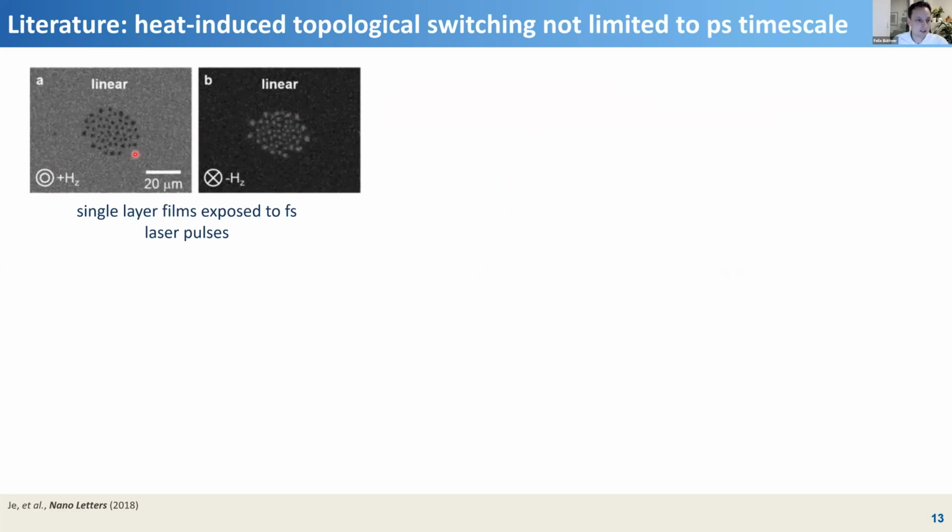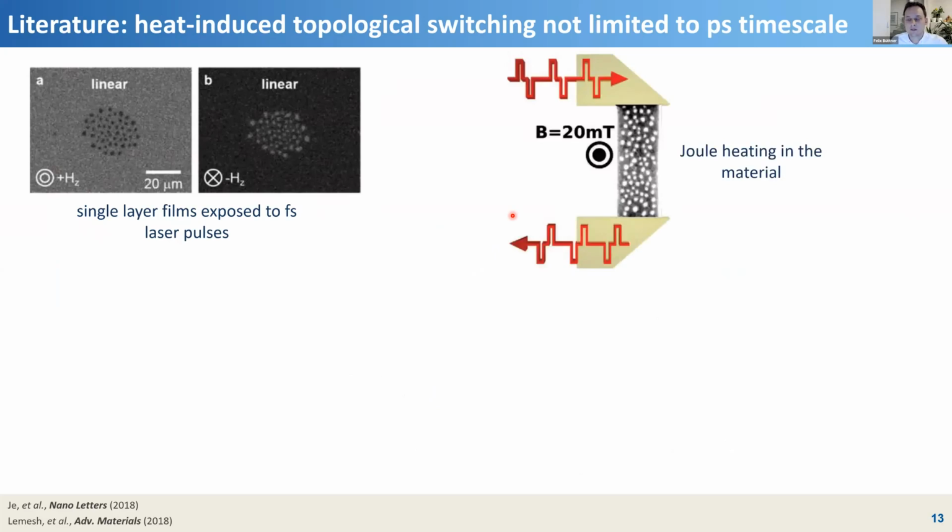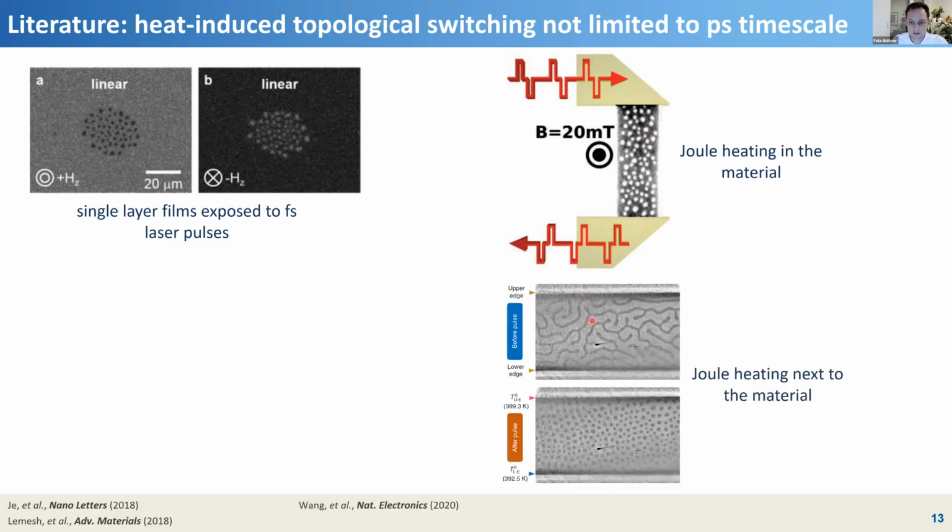Or faster. So in this case, this is actually showing that the switching can also happen in single layers, not only in multilayers. And then regarding the timescale, we compare to different experiments. For example, this experiment here is showing skyrmion nucleation by Joule heating with a current pulse, nanosecond current pulses through the magnetic material. This experiment here is showing skyrmion nucleation by Joule heating of a track next to the skyrmion material. And this experiment here was even done much slower.